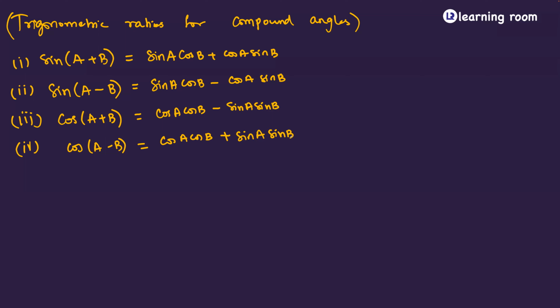Similarly, when it comes to cos, it will be cos into cos, the opposite sign. Cos into cos minus sine into sine. If it is cos of A minus B, it will be cos into cos plus sine into sine. So these four formulae are supposed to be remembered, and they are very, very important. Based on this, I'll show you the derivation for the remaining formulae. So make a note of this.